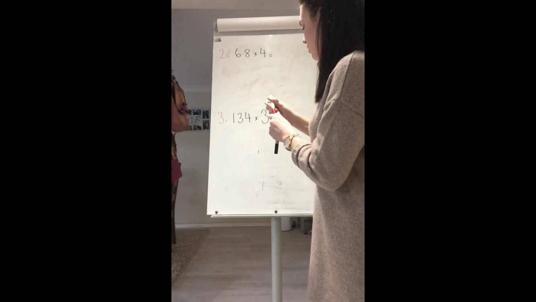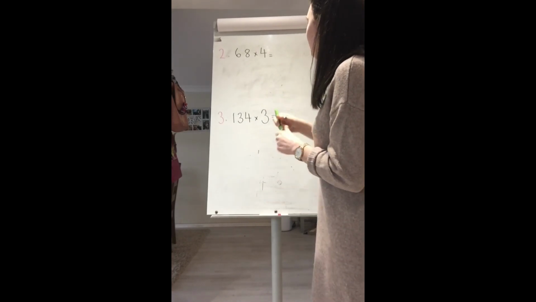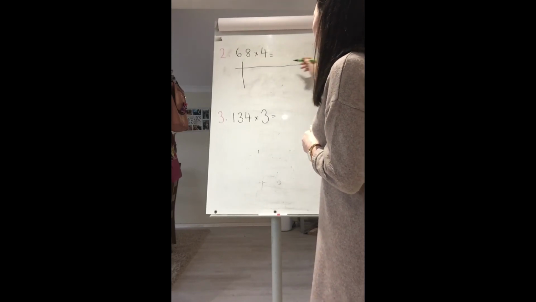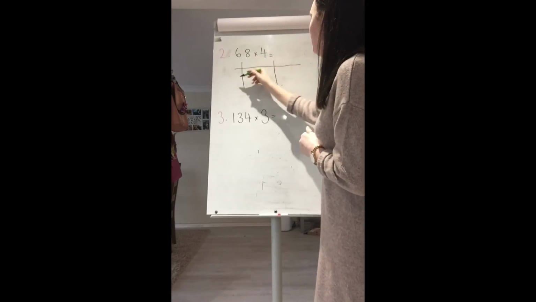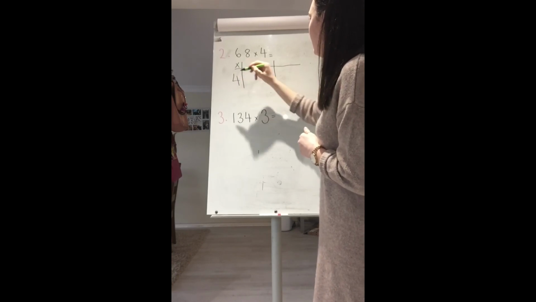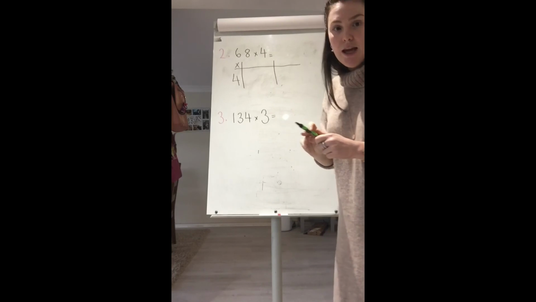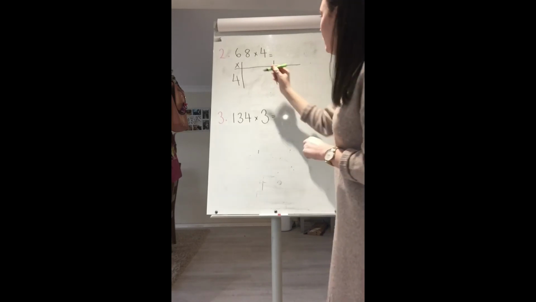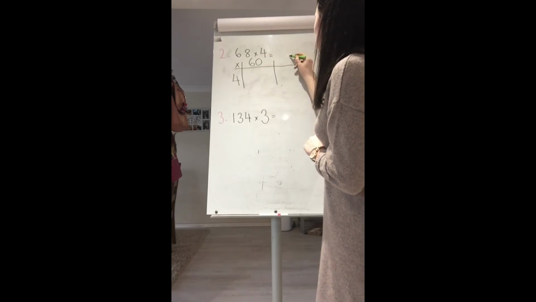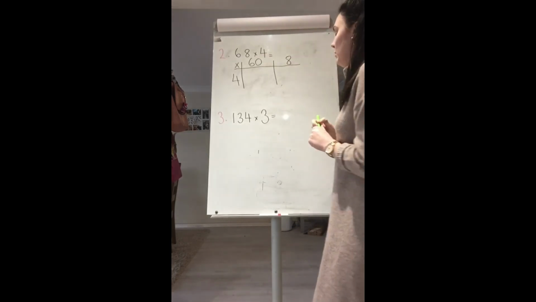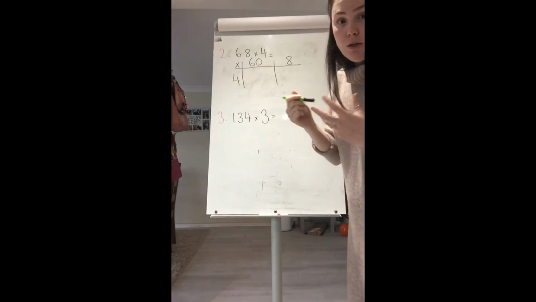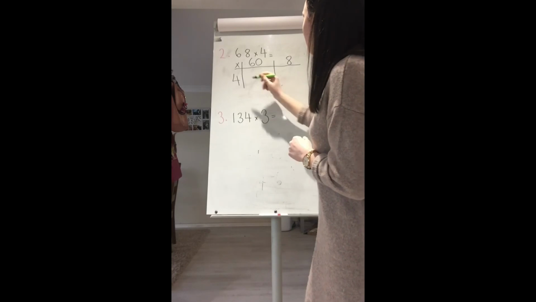So I'm going to draw my grid out first. I'm multiplying by 4, so this goes down here. And I'm going to partition 68 into its tens and ones. So I've got 60 and 8. So the first thing I need to do is I need to do 4 lots of 60. So I'm going to draw 4 lots of 60.